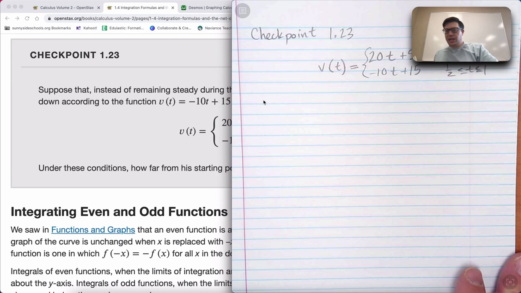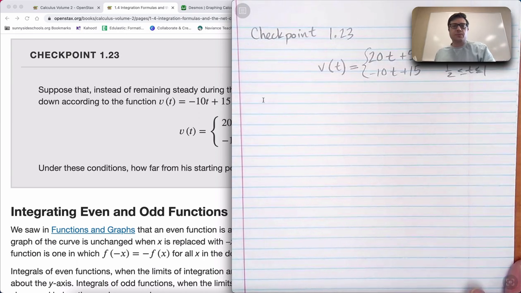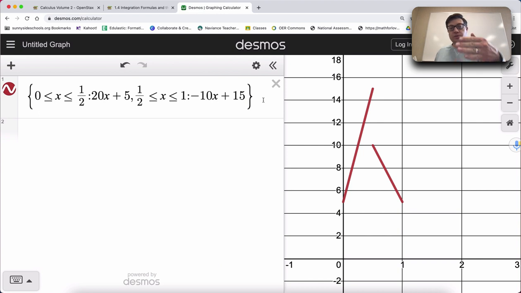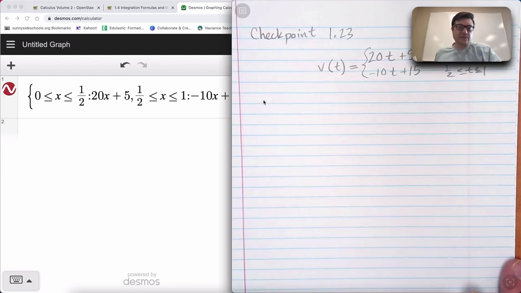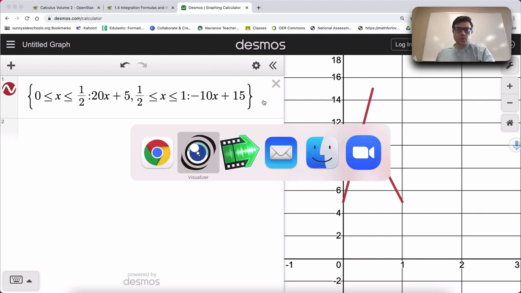Now, in this problem, if we want to find the total displacement, something to consider is that these lines are both above the x-axis. So the area under the curve of these lines is going to be positive. The net displacement is the total displacement. So let's work it out.